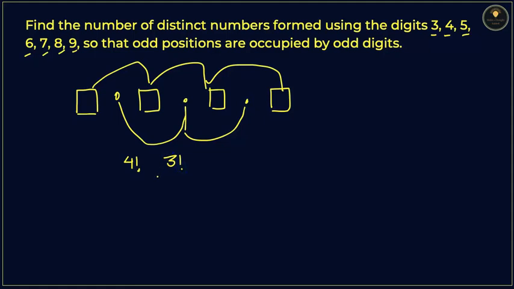Since this is the theory of multiplication that we will use, we will multiply these two values and you will get your answer, and the answer is given as 4 factorial multiplied with 3 factorial. So let's solve this one. So 4, 3, 2, and here you will write 3 into 2.